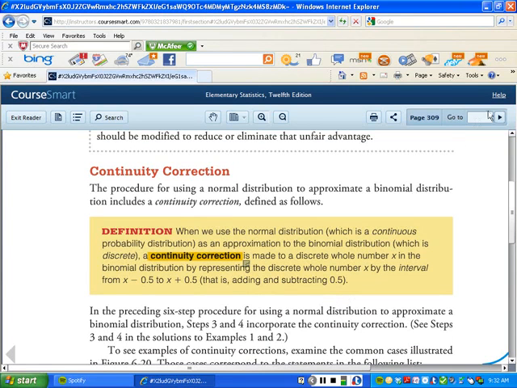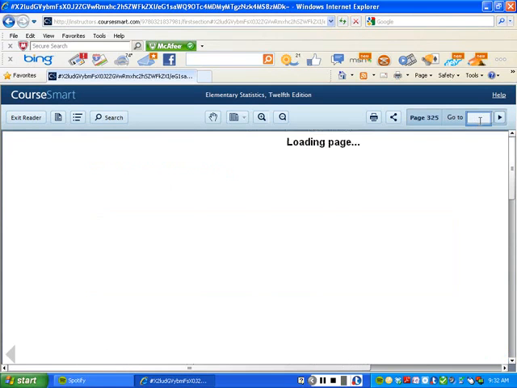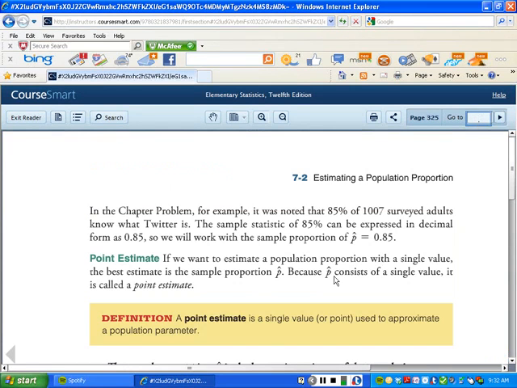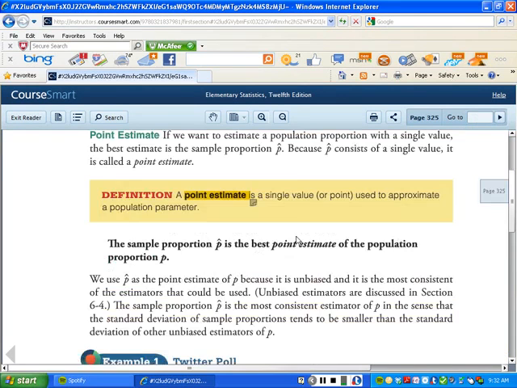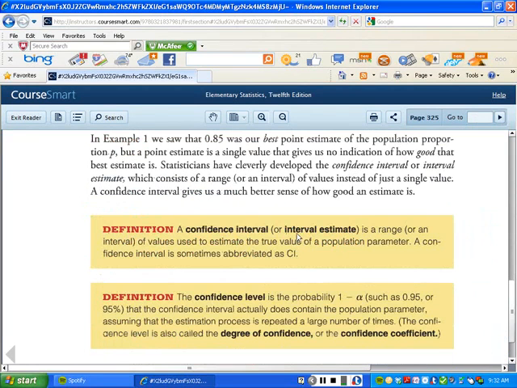So now we're moving ahead from page 309 to page 325. Point estimate. Point estimate is page 325. Continuing down the bottom of page 325, you're going to find confidence interval, oftentimes referred to as an interval estimate. The term I usually use in class is confidence interval.